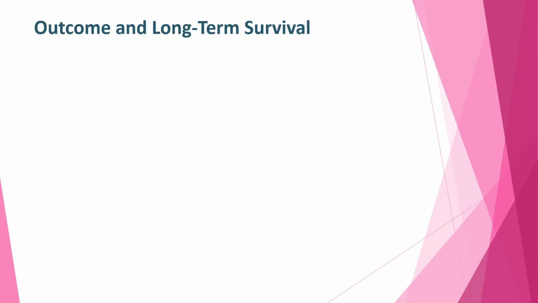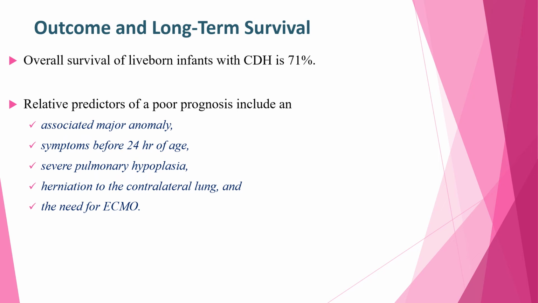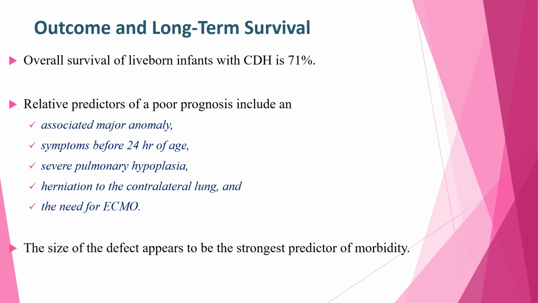Regarding outcome and long-term survival, overall survival of live-born infants with congenital diaphragmatic hernia is around 71%. And relative predictors of poor prognosis include associated major anomaly, symptoms before 24 hours of age, severe pulmonary hypoplasia, herniation to the contralateral lung, and the need for ECMO. And the size of the defect appears to be the strongest predictor of mortality.